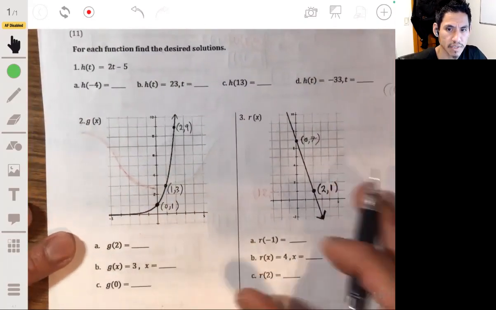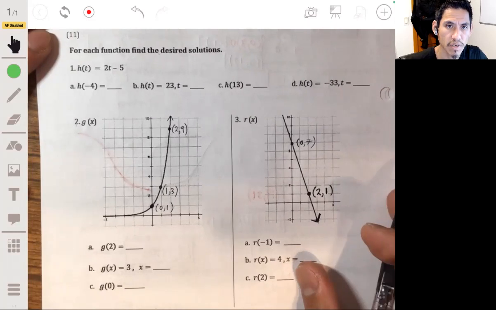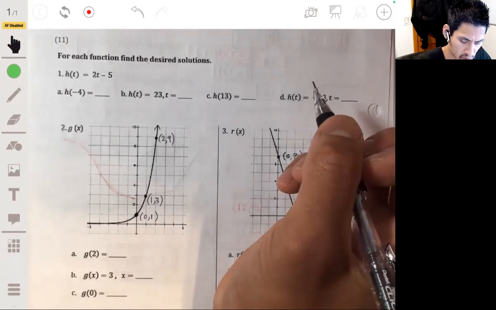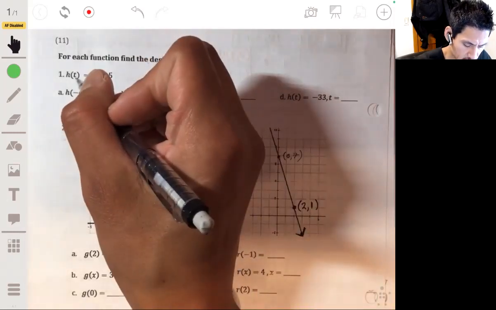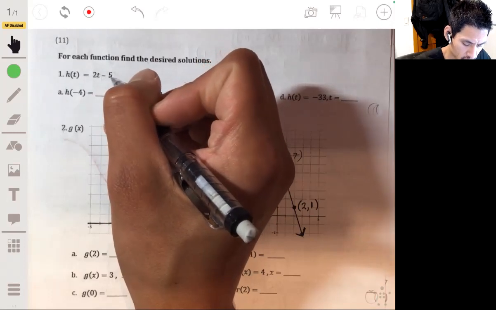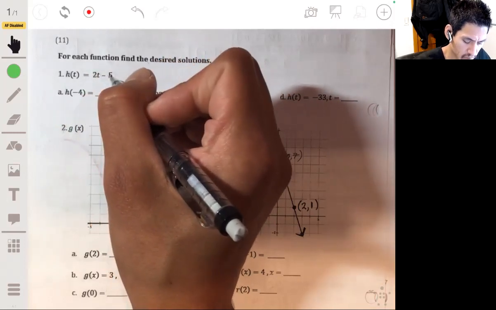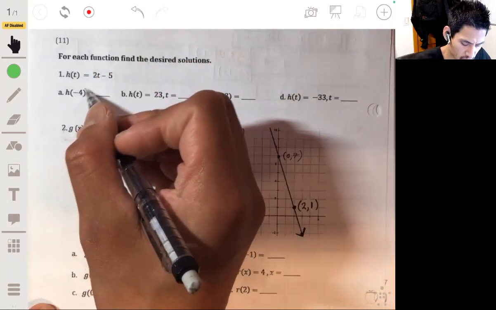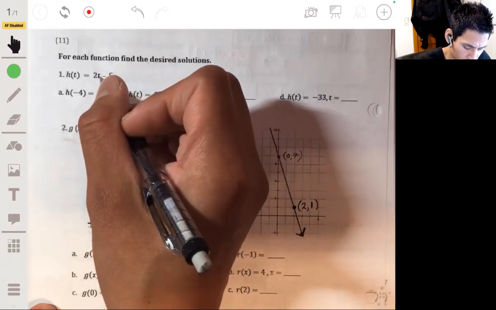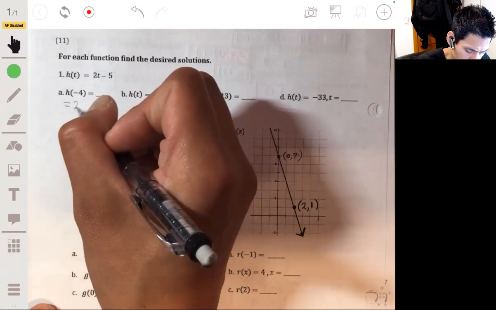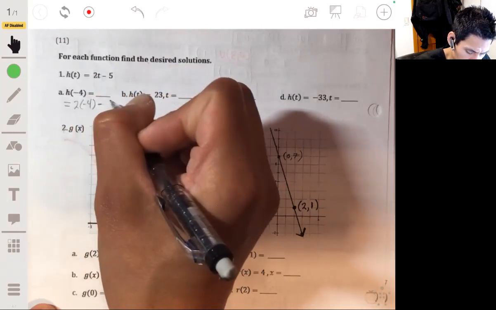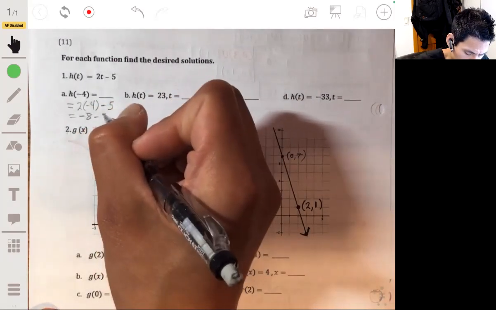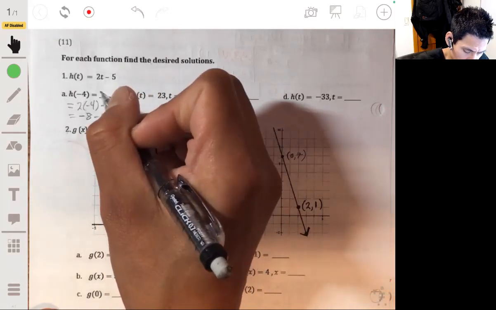Okay, and now these last two graphs are pretty simple, again, once you just know what the notation is. So here we have h of t equals 2t minus 5. So h of negative 4 is asking for the value when you plug negative 4 in for t. So this would be 2 times negative 4 minus 5, which will be negative 8 minus 5, which will then be negative 13.